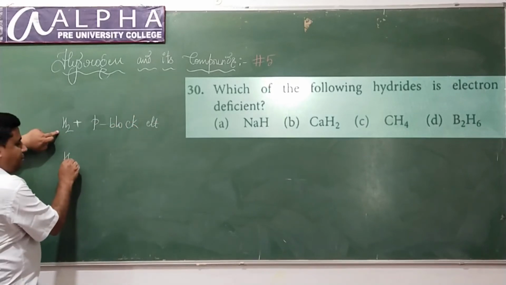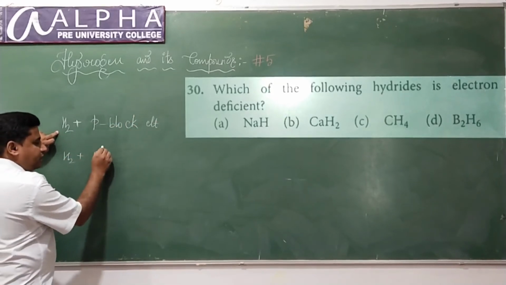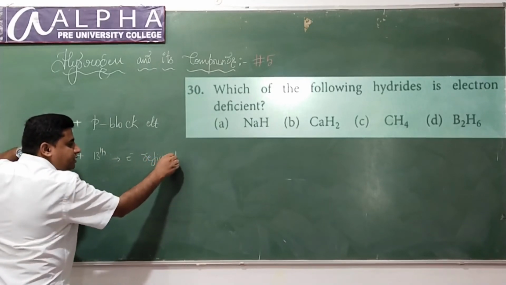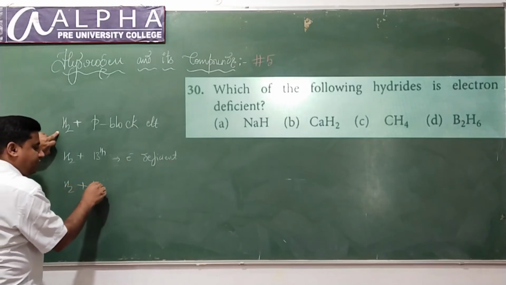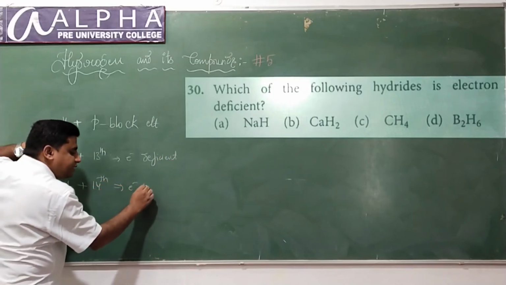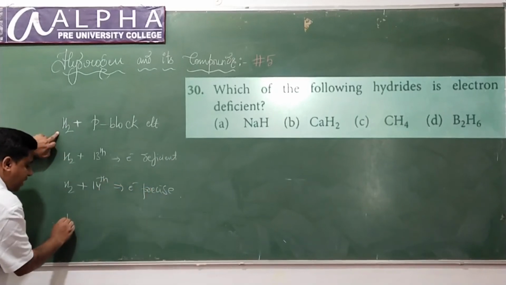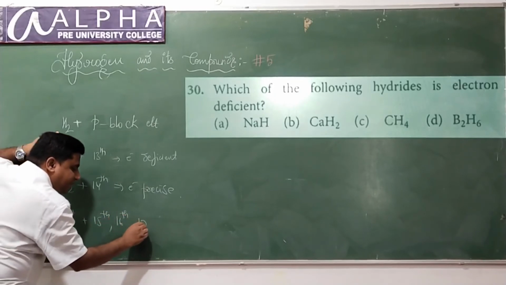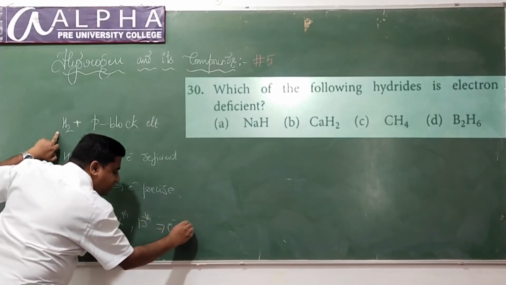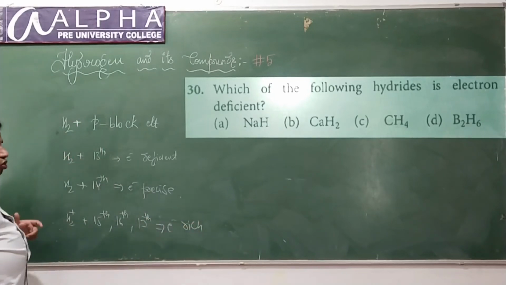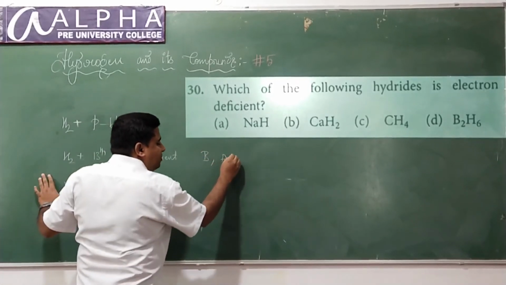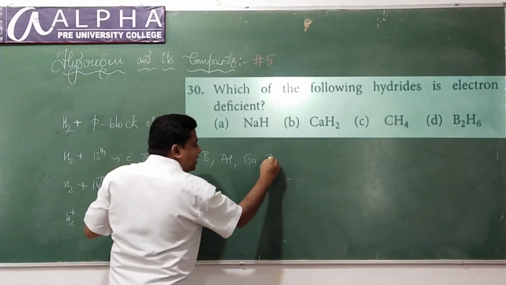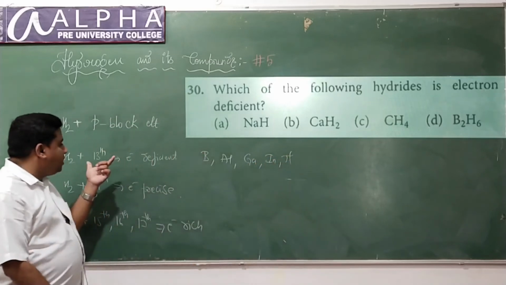If hydrogen combines with a 13th group element, it is electron deficient. If hydrogen combines with a 14th group element, it is electron precise, isn't it? If hydrogen combines with 15th group, 16th group and 17th group elements, then we'll have electron rich hydrides. So 13th group elements means boron, aluminium, gallium, indium and thallium. These are 13th group elements.